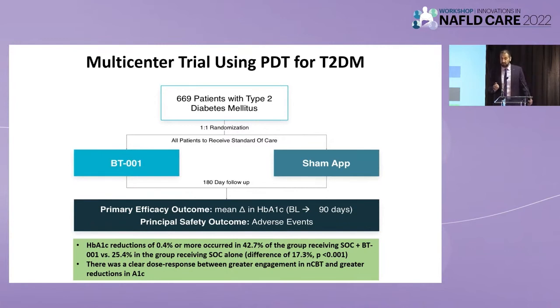This was a large study for a digital therapeutic company, 669 patients with type 2 diabetes. They were randomized to the two arms and followed for 6 months. The primary endpoint was change in A1C. They showed that reduction of A1C by 0.4% or more occurred in 42% of patients in the app plus standard of care versus only 25% with standard of care alone. And this was statistically significant.